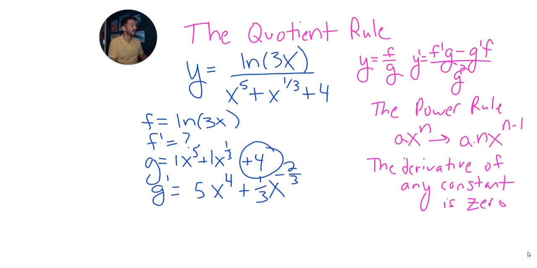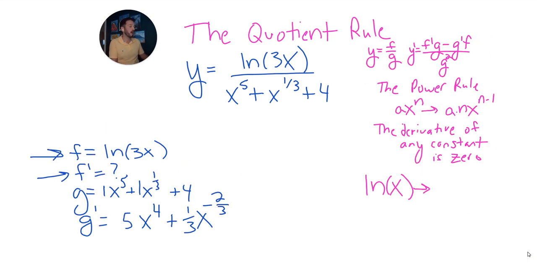All right, plus 4, the derivative of any constant is 0. Think about the line y equals 4. That's a horizontal line. Its slope is 0. So the derivative of that function is 0. The slope is 0. Let's move on. We're done with g prime. Let's move on to f and f prime.